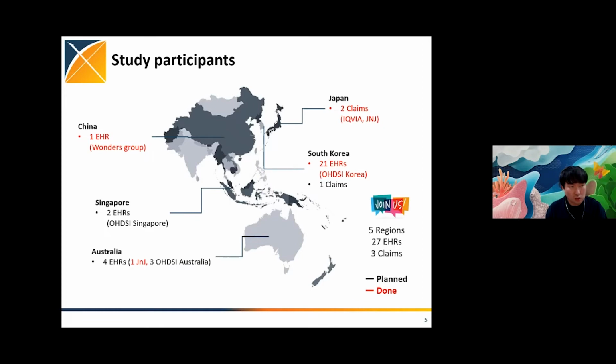We are intending to run this package with 30 databases in the Apec region. And until now, we have obtained results for 21 EHR data from Korea, 2 Japanese claims from IQVIA and Janssen, 1 EHR data from Australia, and 1 EHR from China. And I'm in contact with the national insurance service in Korea for collaborating using their national claim data. The other EHRs are expected to be converted around this summer, so those will be carried out in the next quarter.